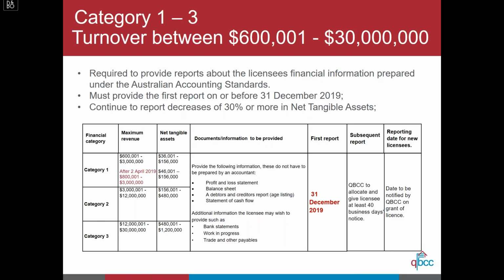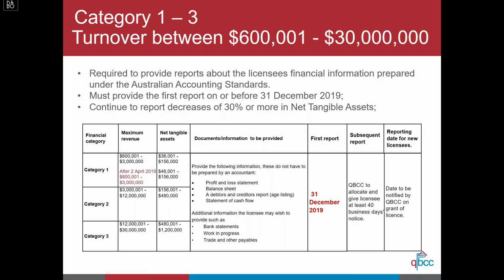Now, if we look at category 1 through to 3 licensees, I mentioned before about turnover between 600,000 and 800,000. If you are currently sitting in this category 1 bracket, from the 2nd of April, you will actually be considered an SC2 licensee. Now, it's really important to note that if you are a category 1 licensee, and you are relying on a deed of covenant and assurance to make sure that your company meets the minimum financial requirement, the net tangible assets to be a category 1 licensee.